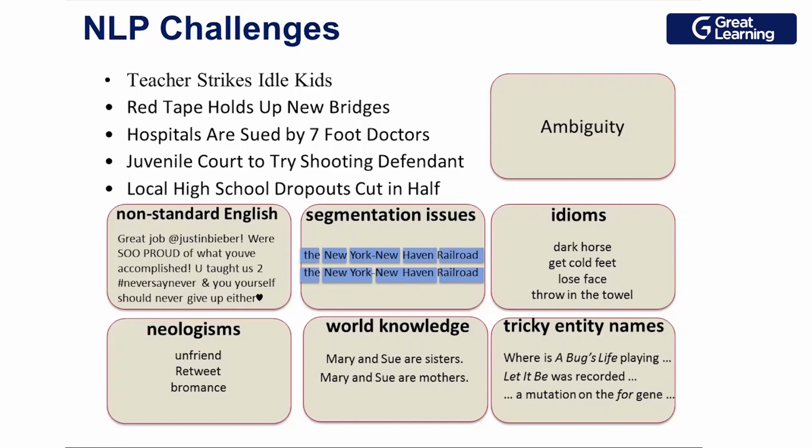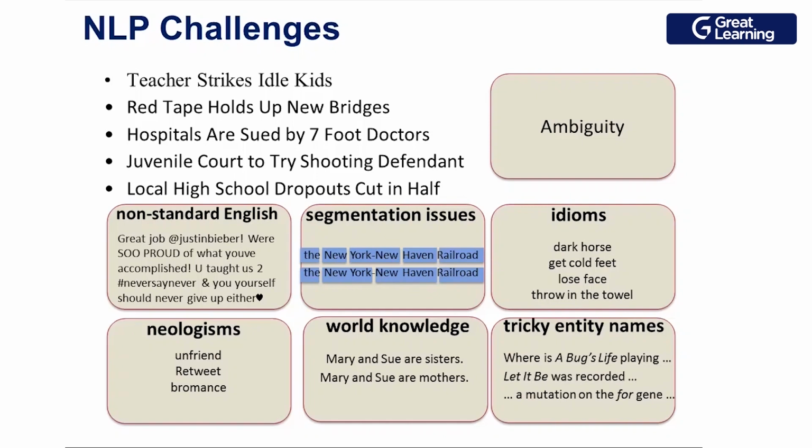Let's take another one. Hospitals are sued by 7-foot doctors. Okay? It's not that the doctors are 7 foot. It's just that they work on foot-related diseases. So the way you read it conveys a different meaning. Essentially, there is ambiguity in natural language, which causes issues when you are trying to do various kinds of tasks on top of them.